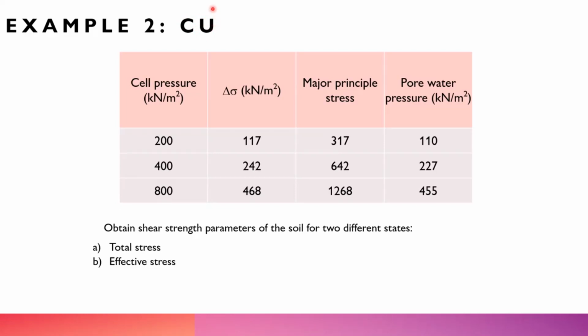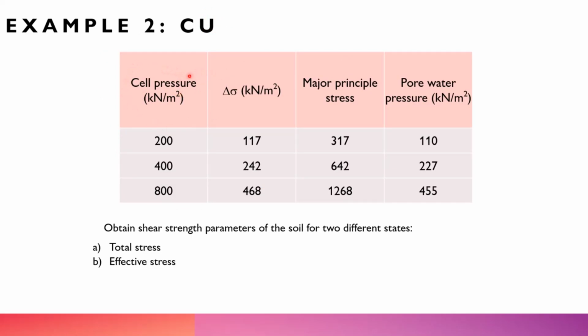Therefore, in the second stage, the water is not allowed to drain out. This will cause some changes in the water pressure at failure, which will either increase or decrease. By looking at this table, you will see that there are 4 pieces of information given here.